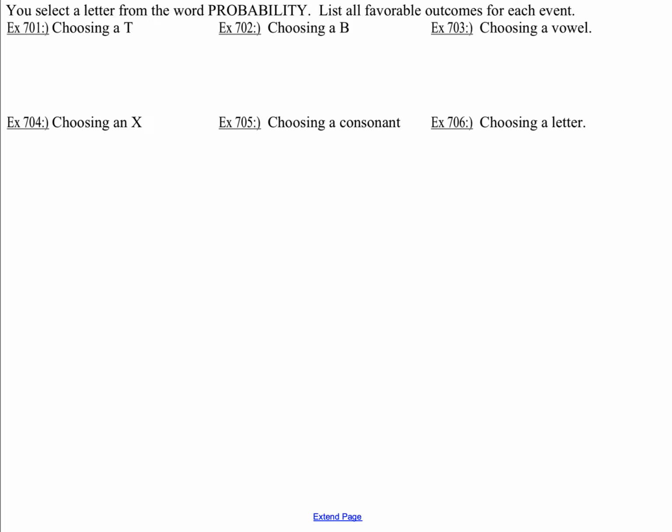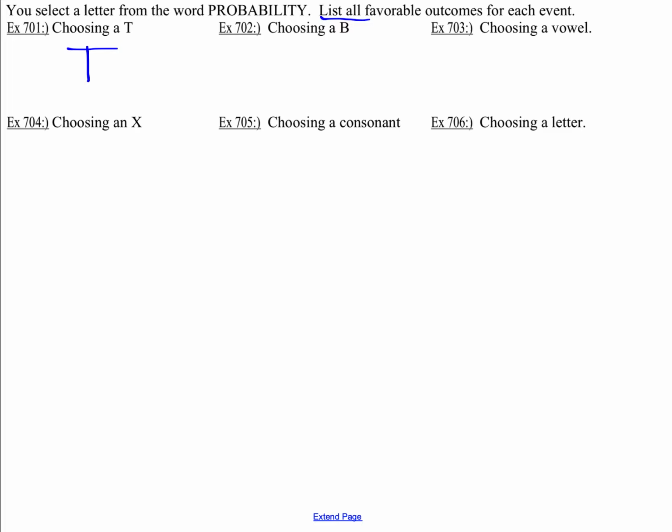Okay, the examples in the notes. You selected a letter from the word probability. List all favorable outcomes for each event, choosing a T. Now, it is asking us to list the favorable outcomes, not say how many there are. The favorable outcomes of choosing a T, since the word probability only has 1 T in it, the list of the favorable outcomes is just T.